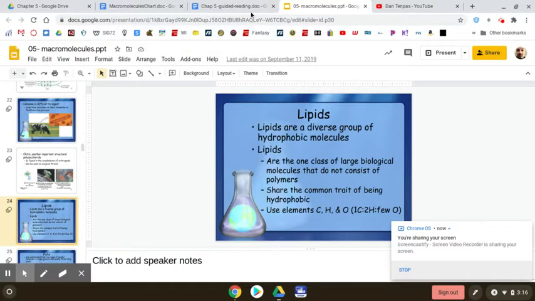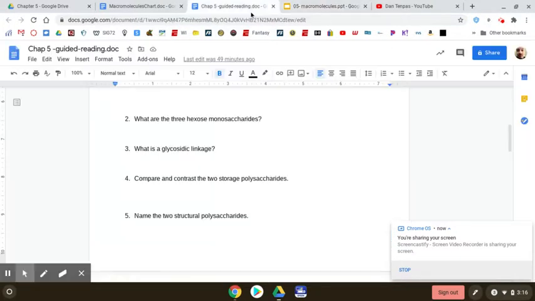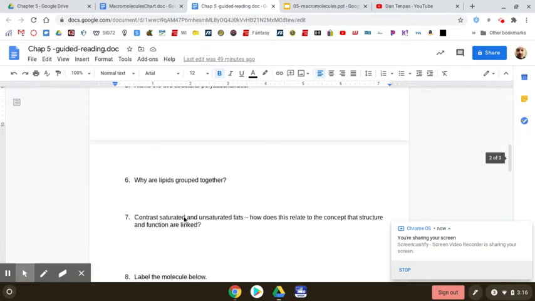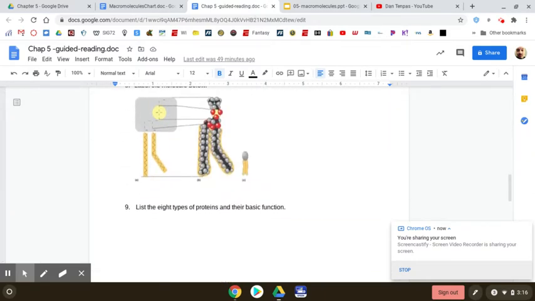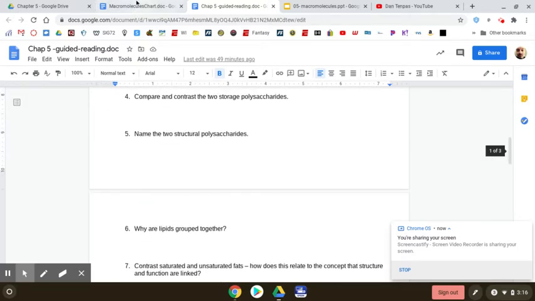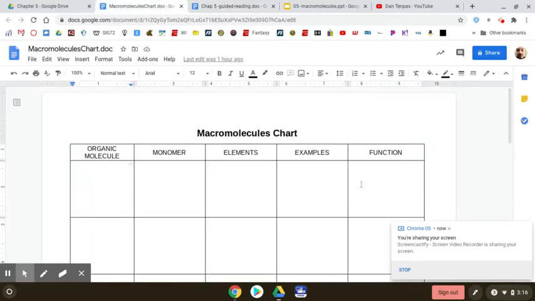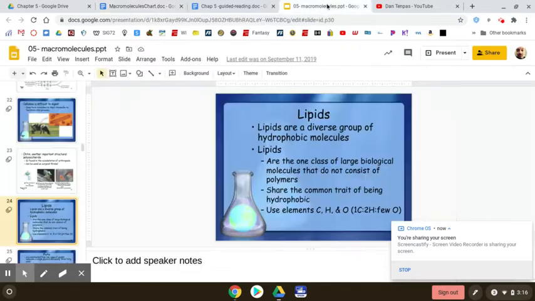Hello, welcome back for lipids this time. Again, you should have your reading guide out. We do number 6, 7, and 8 this time. And we'll also fill out that next section of your macromolecule chart. So you should be on the second row. You should put in this organic molecule, lipids. And here we go.